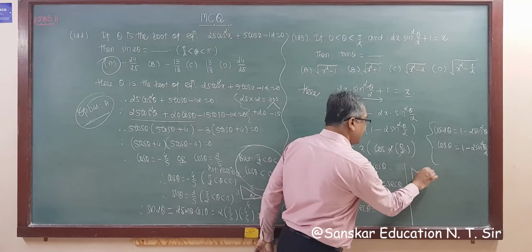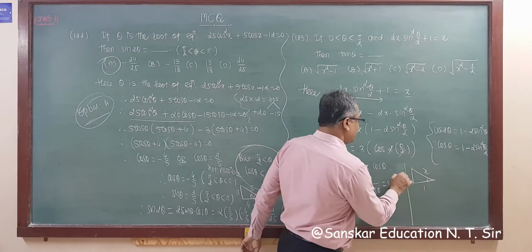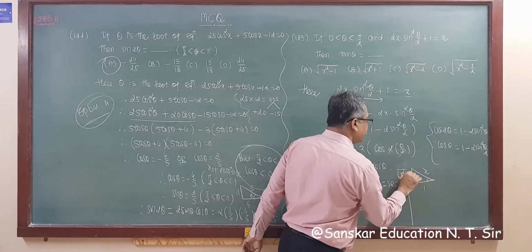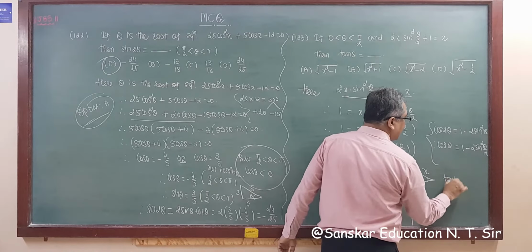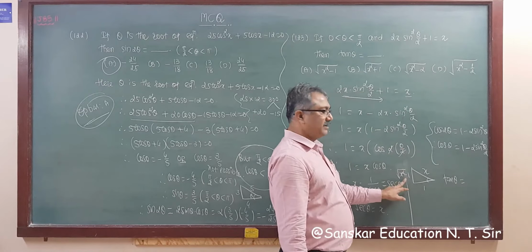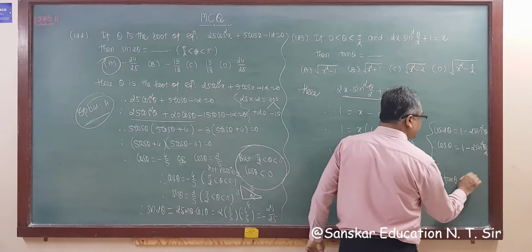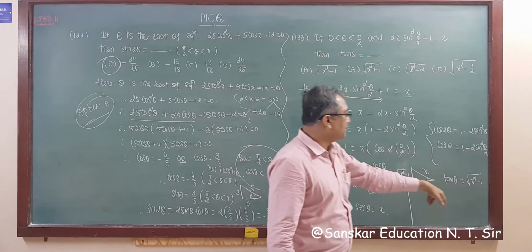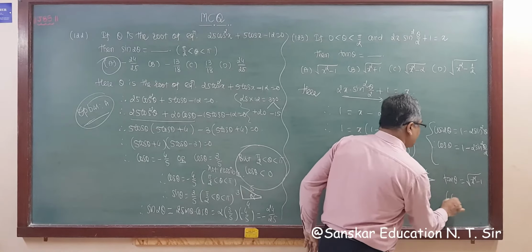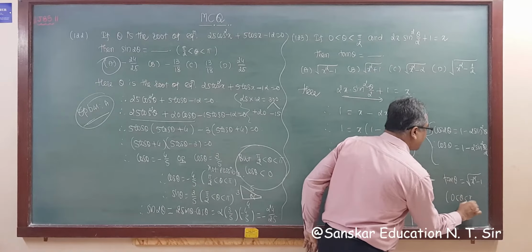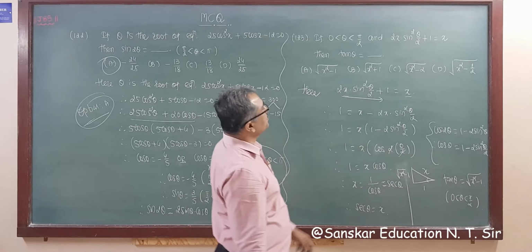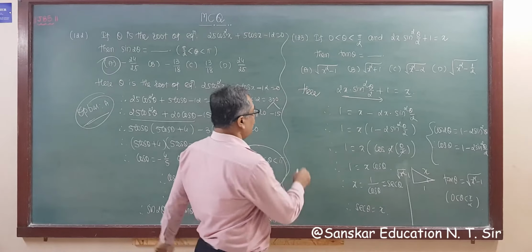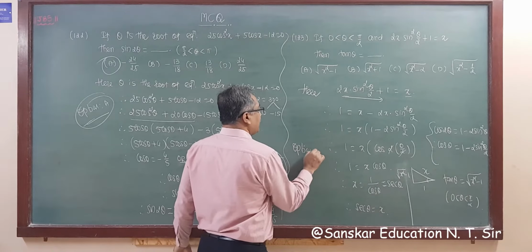So by Pythagorean theorem, what we get is square root of x square minus 1. So tan theta is this upon this, that is under root x square minus 1, and theta lies in the first quadrant, so we have to take positive. So 0 less than theta less than pi by 2. So your correct answer is root x square minus 1. That is option number A. So option A is your correct answer.